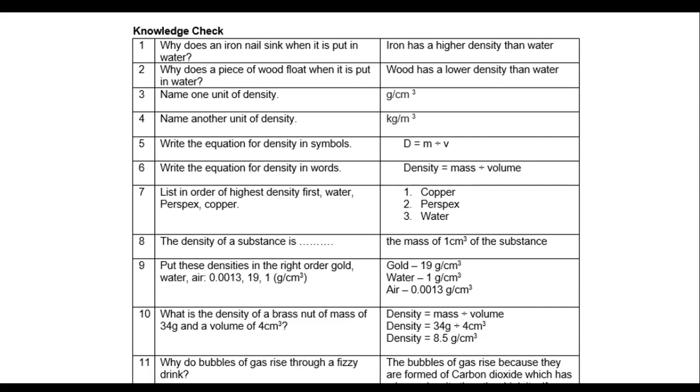So here are the answers. The reason an iron nail sinks when it's put into water is because the iron has a higher density than water. A piece of wood floats when it is put into water because the wood has a lower density than water.